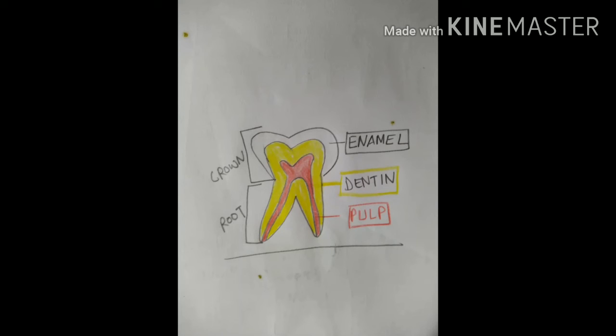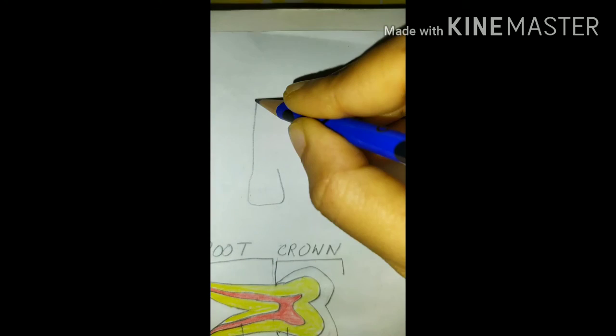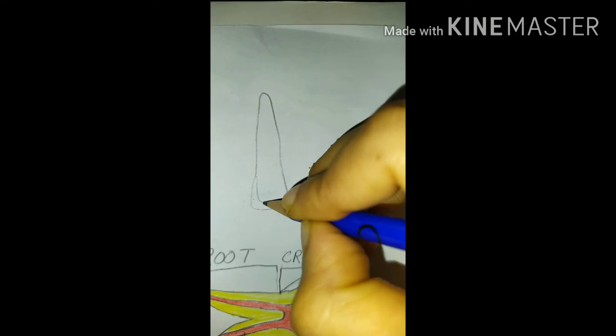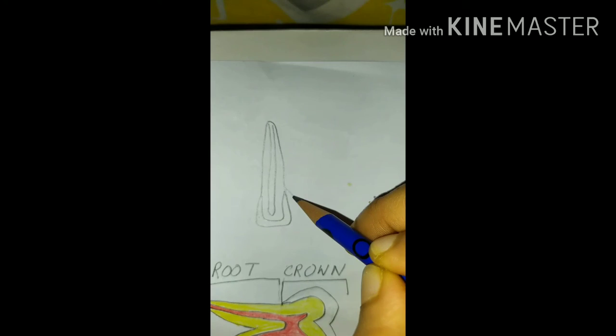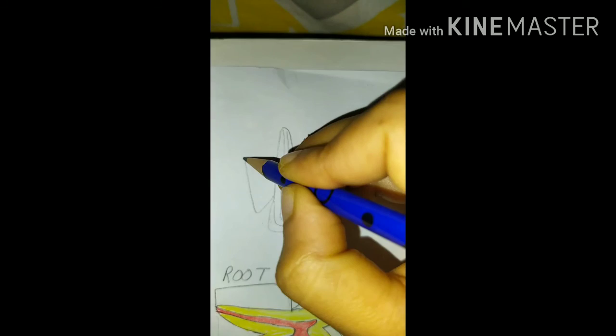Enamel is the white one, which is the outermost layer of a tooth, which you can see in any individual. Just smile in front of the mirror and you'll see that white thing. That's your enamel. Inside that is your second layer, that's your dentine, and inside that is your pulp. The tooth portion which is visible is your crown portion, and which is not visible, which is inside your gums, is your root portion.